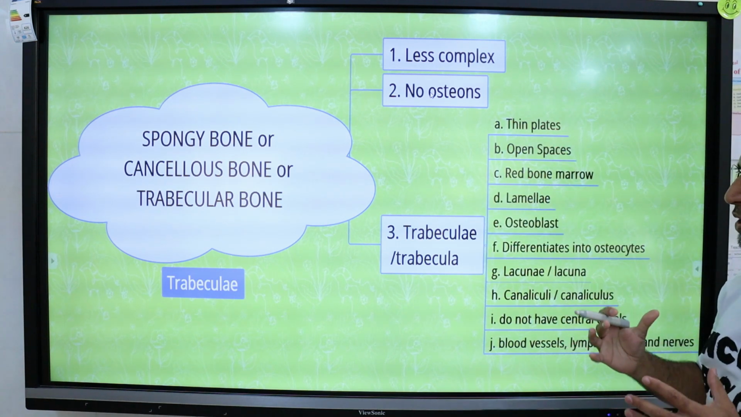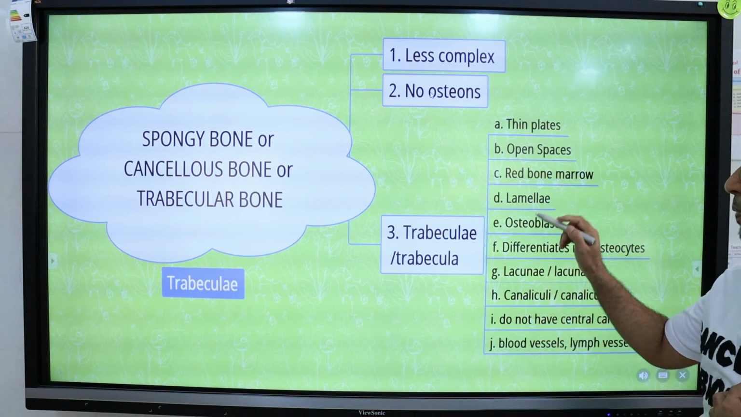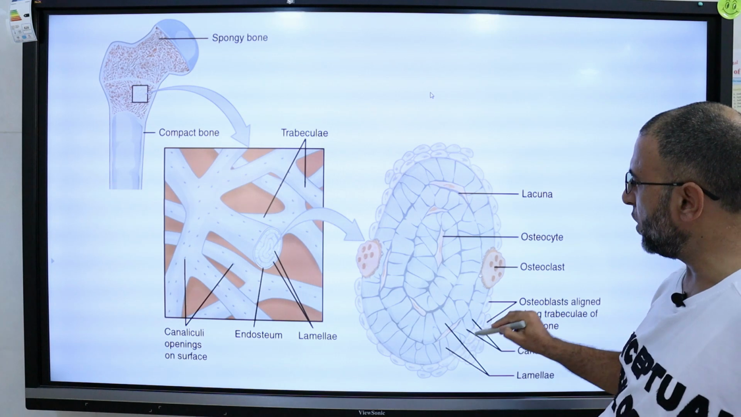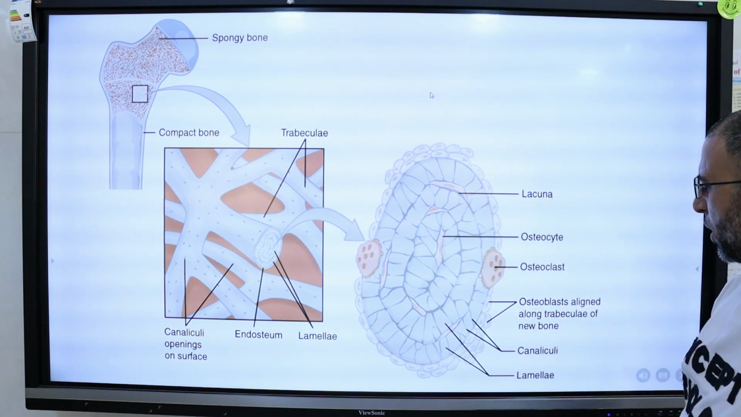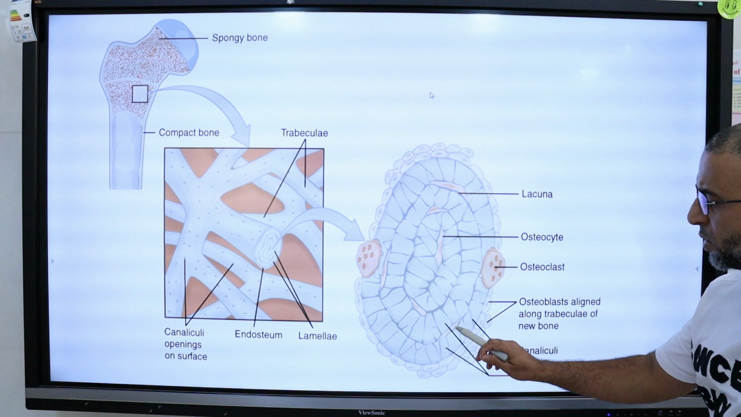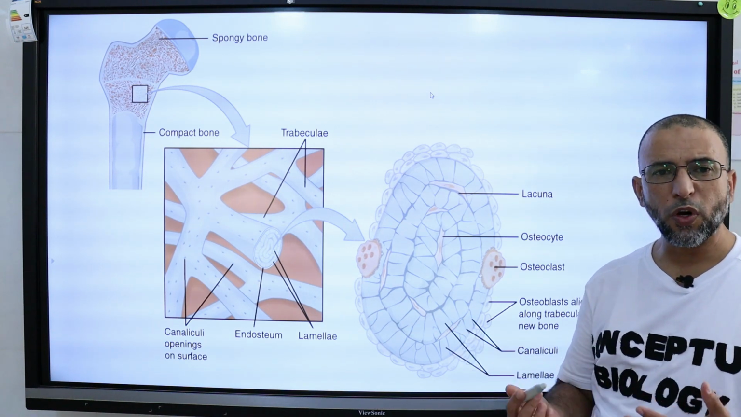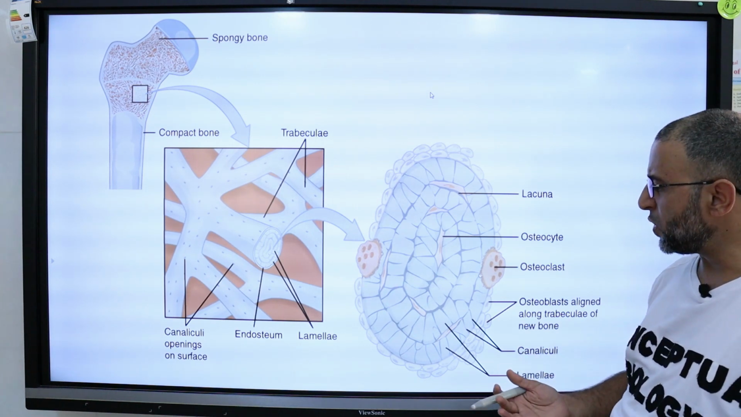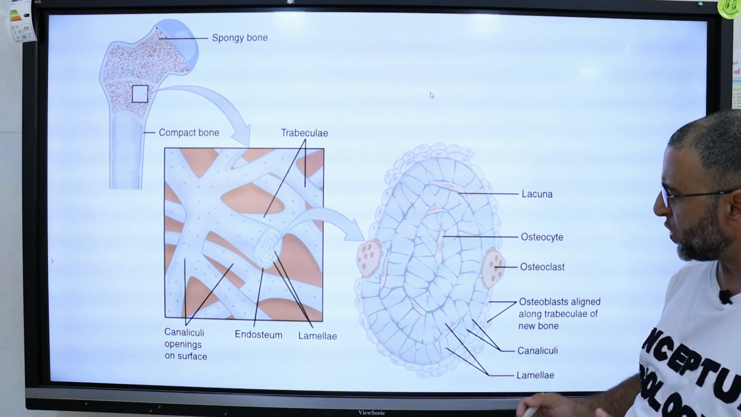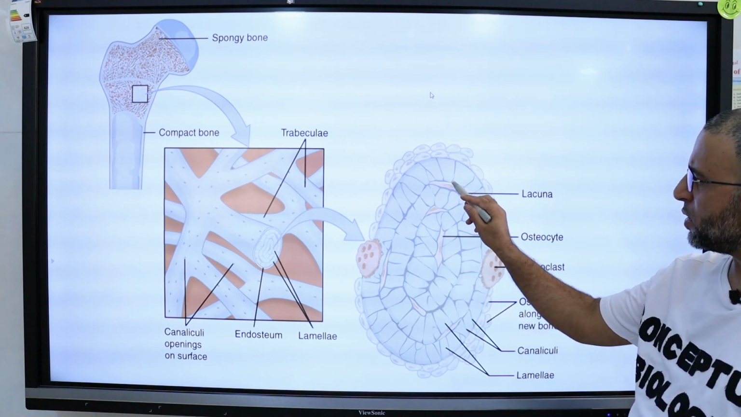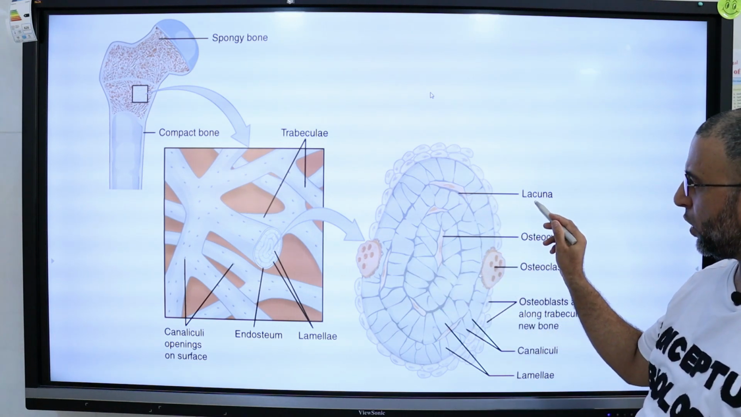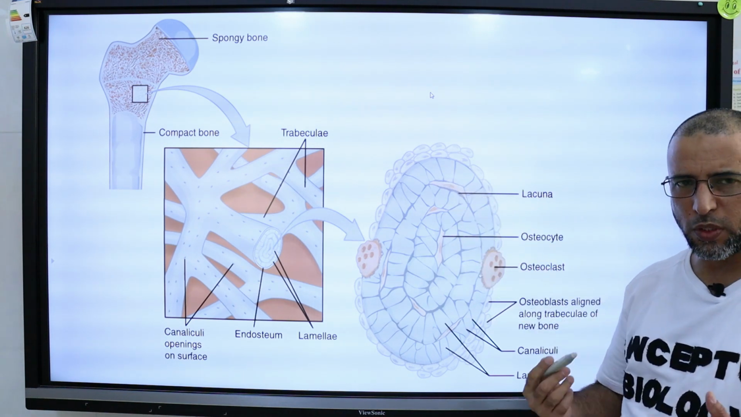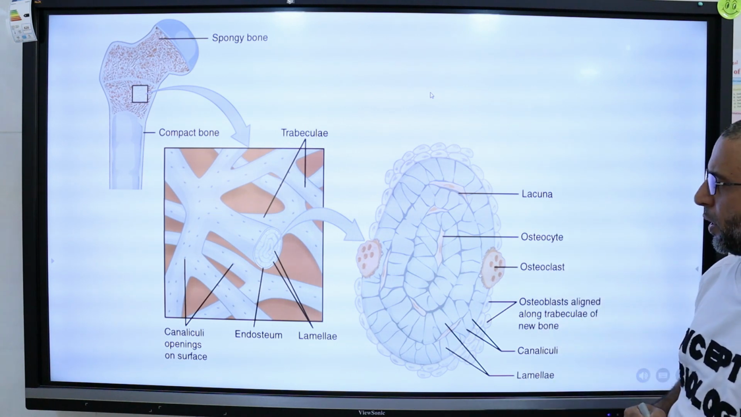So, what is the structure of each trabecula? A trabecula has concentric rings, and these concentric rings are called lamellae. These lamellae are produced by bone forming cells which are called osteoblasts, and these osteoblasts later on differentiate into living bone cells which are called osteocytes, and osteocytes are present here in these cavities which are called lacunae. Lacuna is singular. In each lacuna there is one living bone cell which is known as an osteocyte.